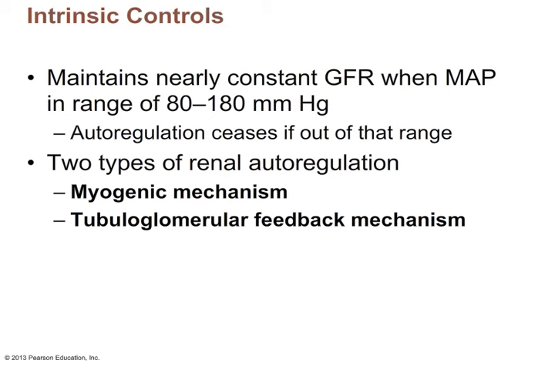The primary way that the kidney maintains a stable glomerular filtration rate is through something called the intrinsic controls. And intrinsic controls predominate as long as our blood pressure is somewhere between 80 and 180 millimeters of mercury. And we also call these intrinsic controls autoregulation. There are two types of autoregulation mechanisms, one of them called the myogenic mechanism and the other one called the tubuloglomerular feedback mechanism.